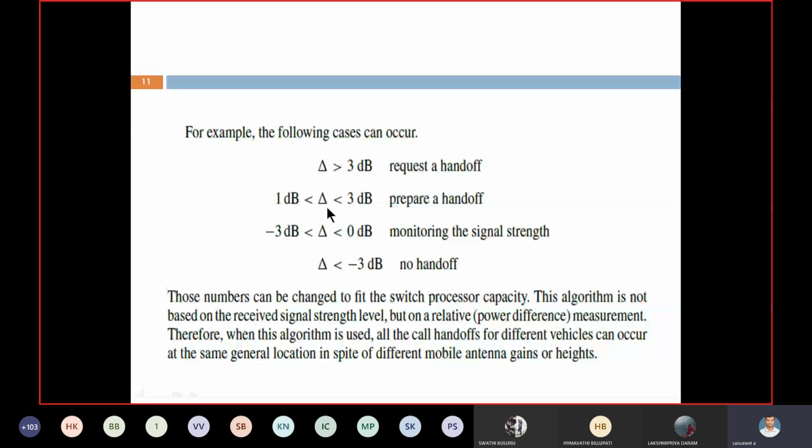Here, the numbers can be changed to fit the switch. This can totally depend on the processor which we are using. Right, this is about power difference handoff. Next, we discuss queuing handoff. Queuing handoff is better than the two-level handoff.